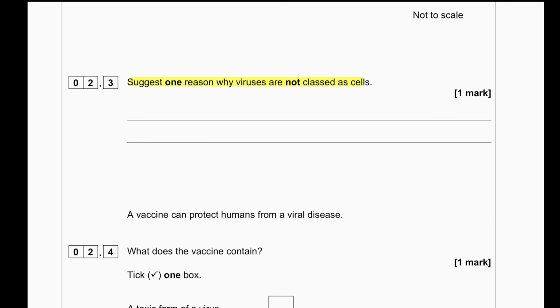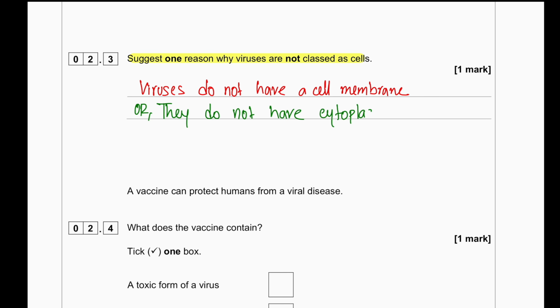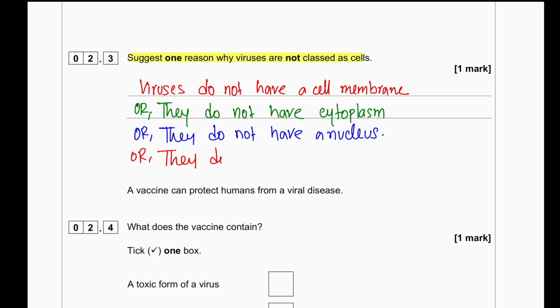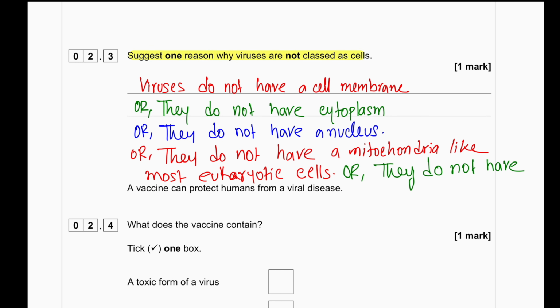So, what answer are you going to write for this option? Since there are many options, you can write they do not have a cell membrane, and that will be a correct answer. The next one we can write is they do not have cytoplasm, or they do not have a nucleus, or they do not have mitochondria like most eukaryotic cells, or they do not have ribosomes.